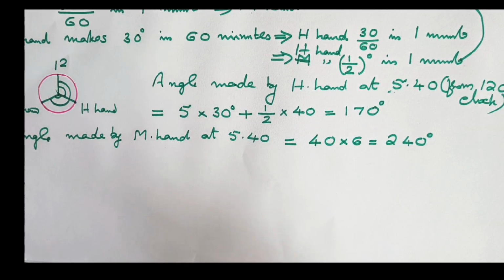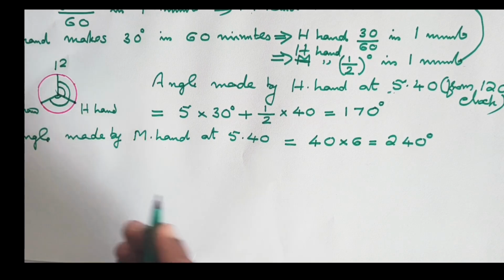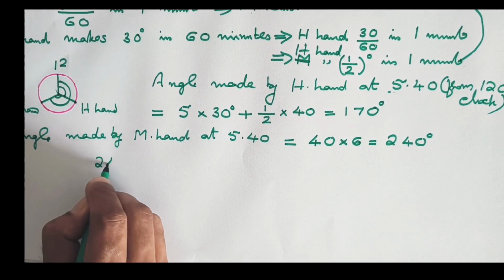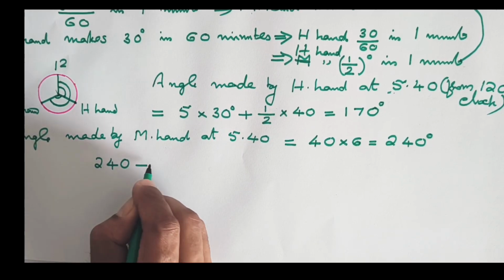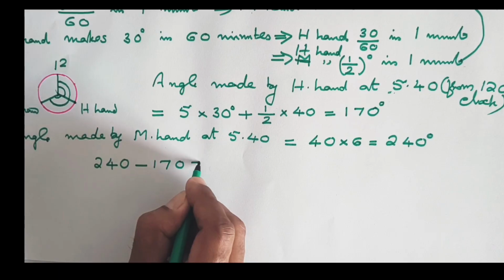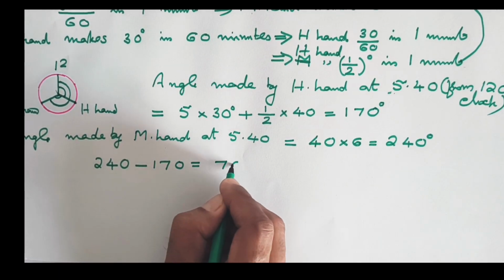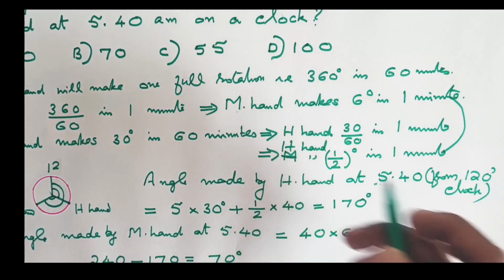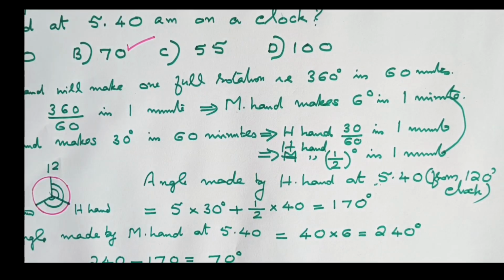What do you do in the next step? You just find out the absolute difference between the angles made by both these needles, which is, in this case, you can see that the angle made by the minute hand is bigger. So you write 240. Then the angle made by the hour hand is 170. And that difference comes to 70 degree, which is the second option given in the problem. You please refer back to the question. 70 is the second option. And that is the final answer.